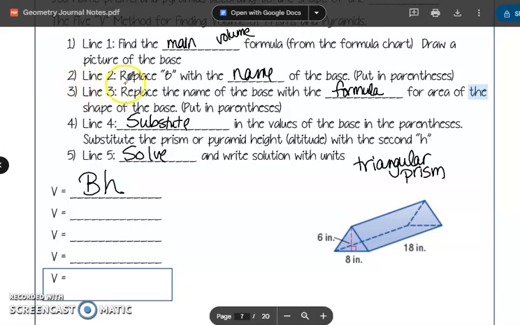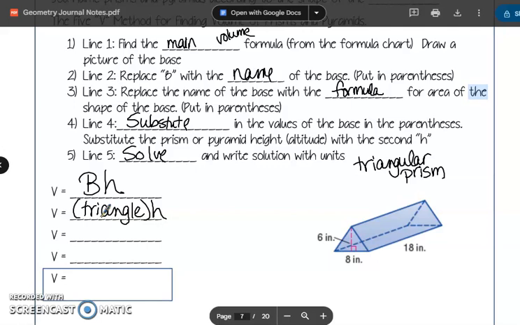Okay? Number 2 says replace B with the name of the base. Remember, the base is how you name it. This is a triangular prism. So I write the word triangle. Okay? I write the word triangle, but don't forget the H. Big B is replaced by the word triangle.